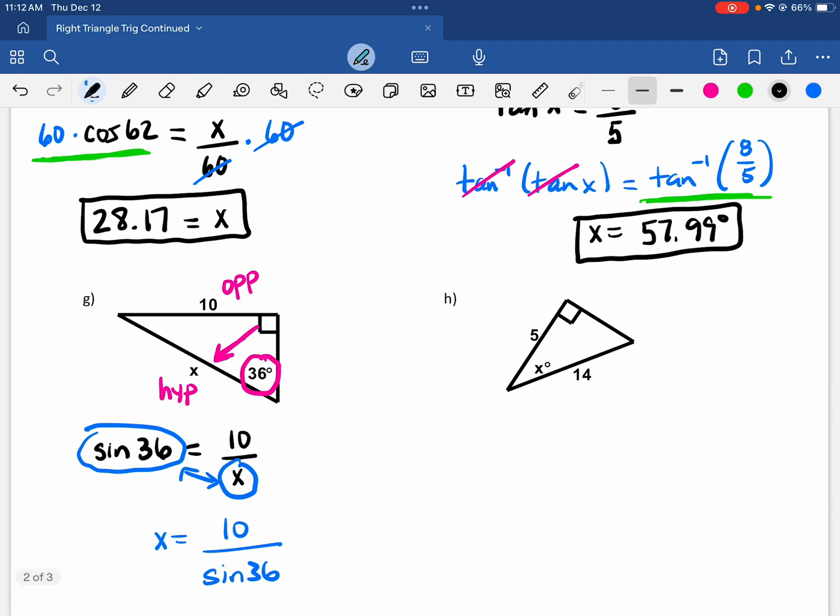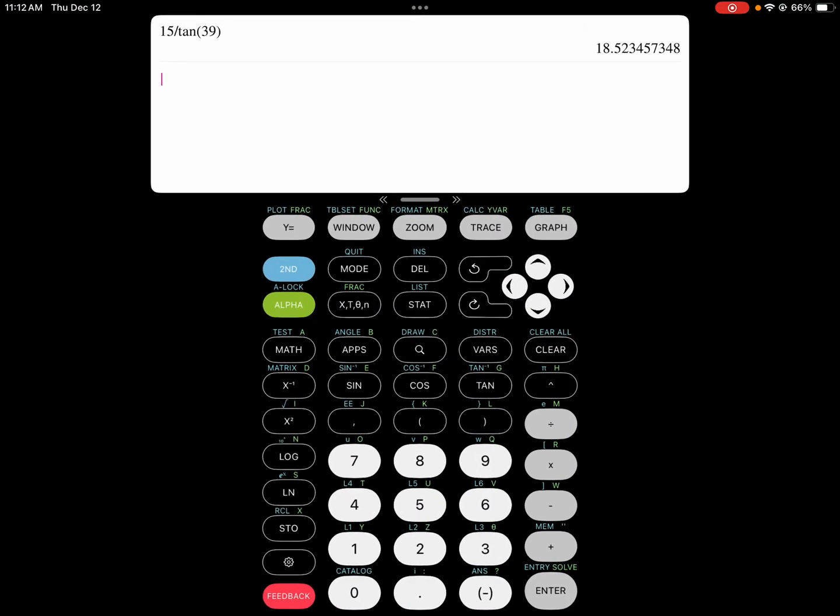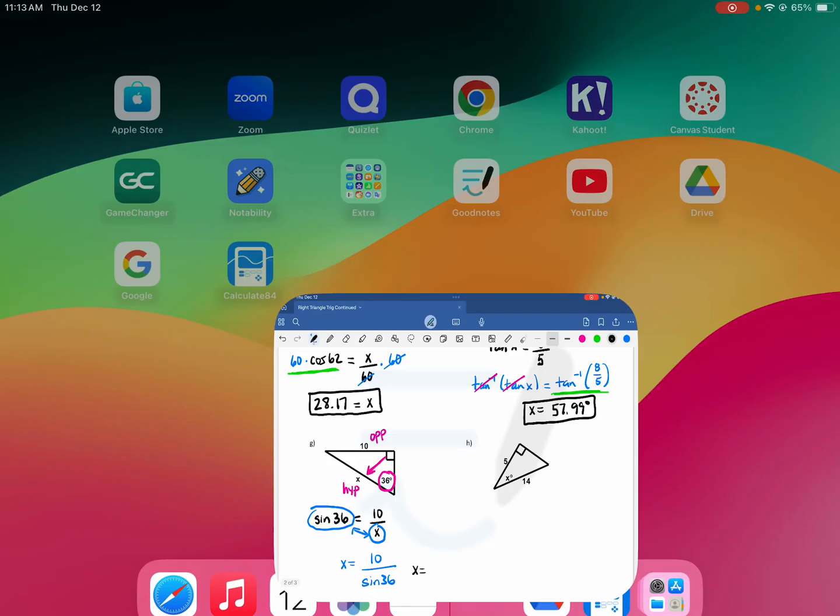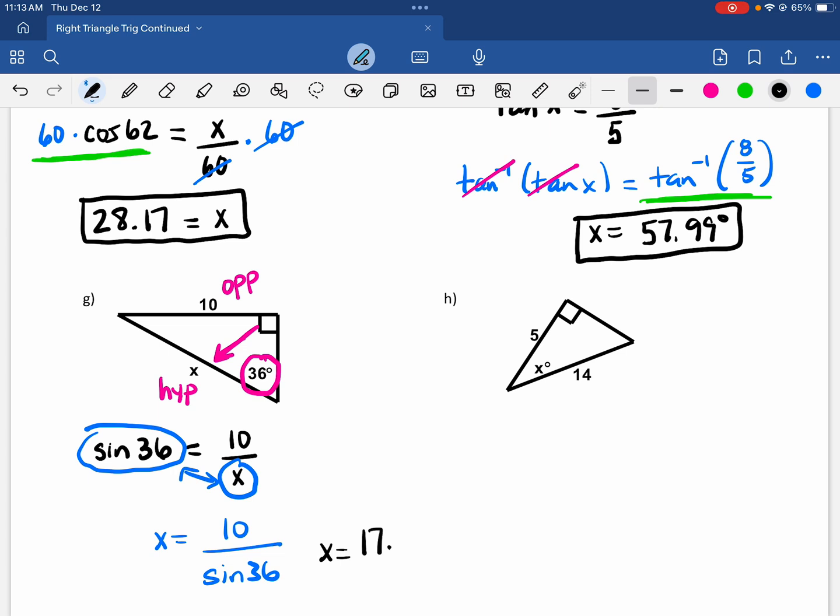And then that's what I'm going to go into Desmos or my calculator, and I'm going to put in 10 divided by sine 36. Hit enter. Go to that second decimal, it's a 1. I look behind it, I see a 3. The 3 is not going to do anything to the 1. So we're looking at 17.01.